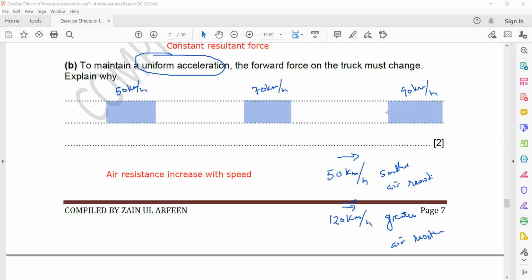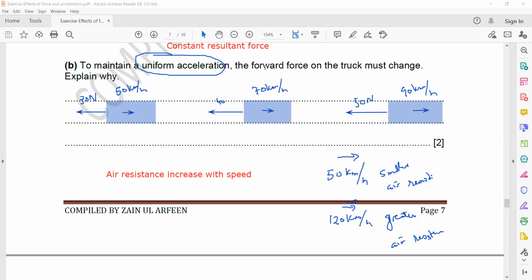So here, for example, if I'm using numbers, say air resistance was 50 newtons. The direction of the motion of the truck is towards the right-hand side, and air resistance always opposes the motion. At a lower speed, air resistance will be smaller. For example, air resistance is 40. And here the air resistance, for example, was 30.